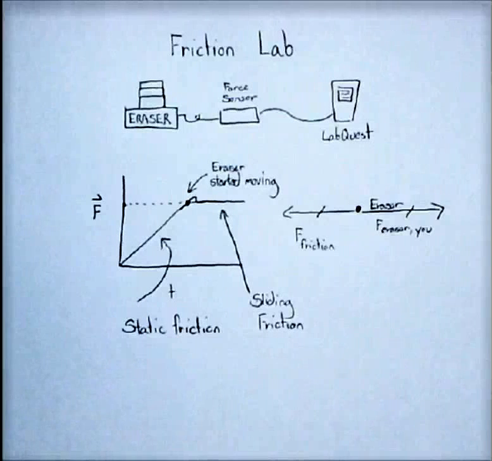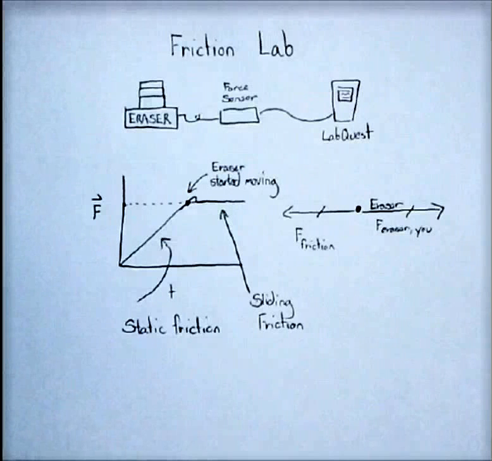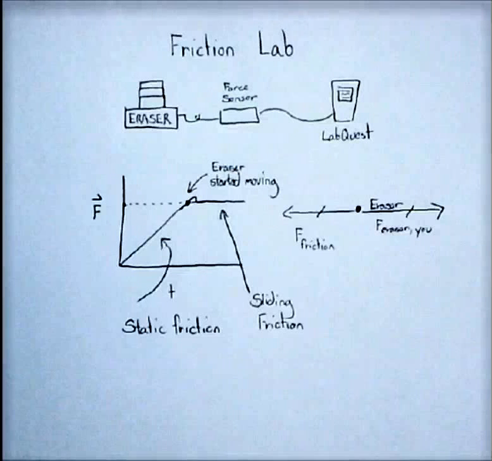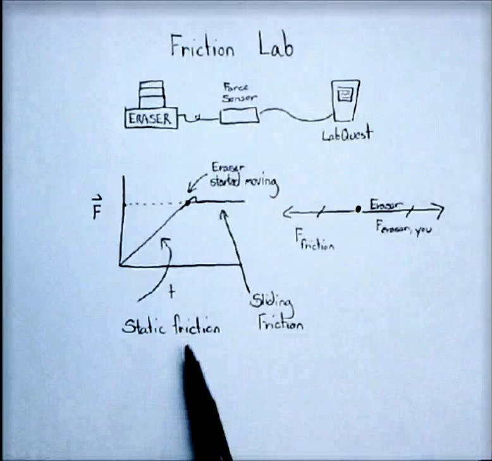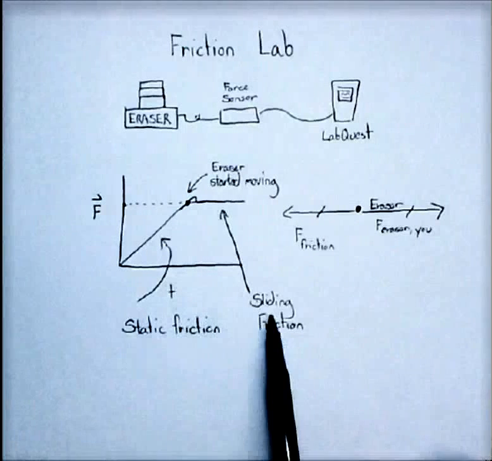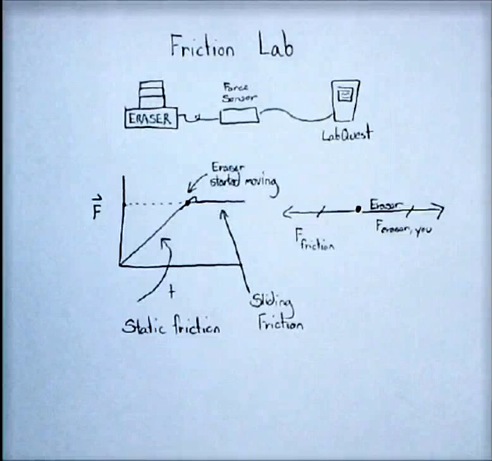You've probably encountered this if you've ever tried to move a big piece of furniture, like say a couch, particularly over carpet. You push on it and you push on it and it's really hard to push and it doesn't go anywhere. Finally you get enough force on it and then it's easier to keep it moving once it starts. That's because that static friction is actually greater than the sliding friction.